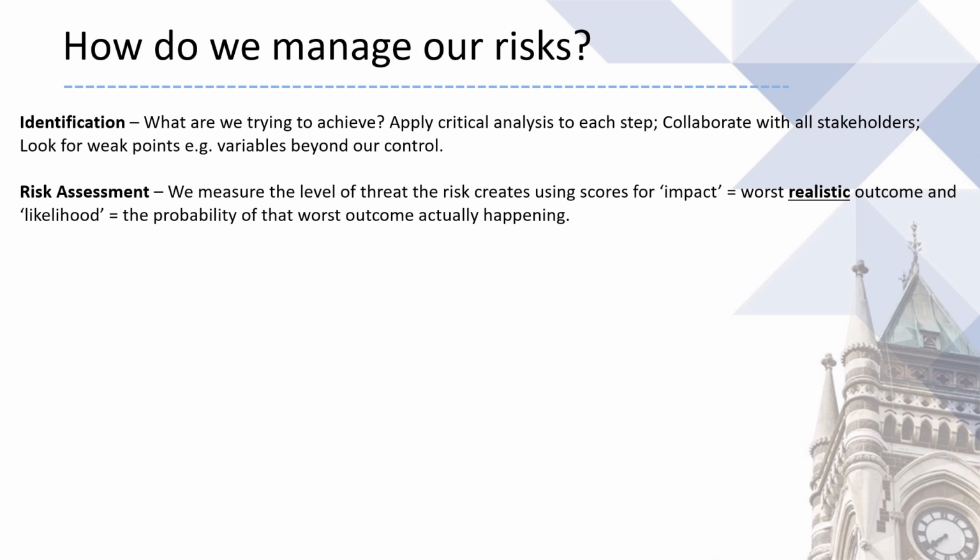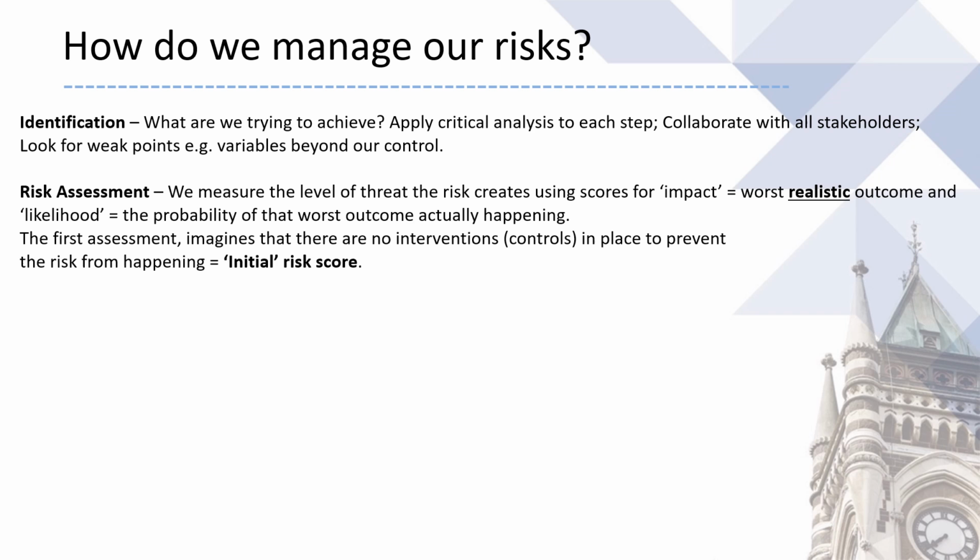Risk assessment is the process of scoring the risk. And the first thing we need to consider is what's the worst realistic outcome? What's the consequence if this risk actually happens? And then we consider the likelihood. What's the probability of that particular worst outcome eventuating? And that gives us a score which we can measure in the risk matrix. The first score that we get is what we call an initial risk score. This imagines that there are no controls in place to prevent the risk from happening.